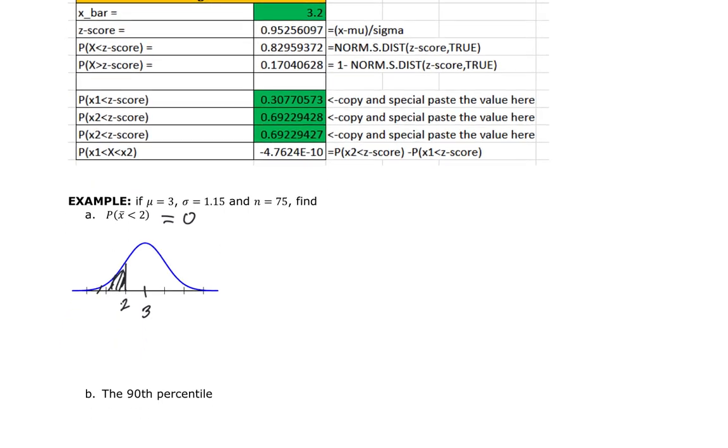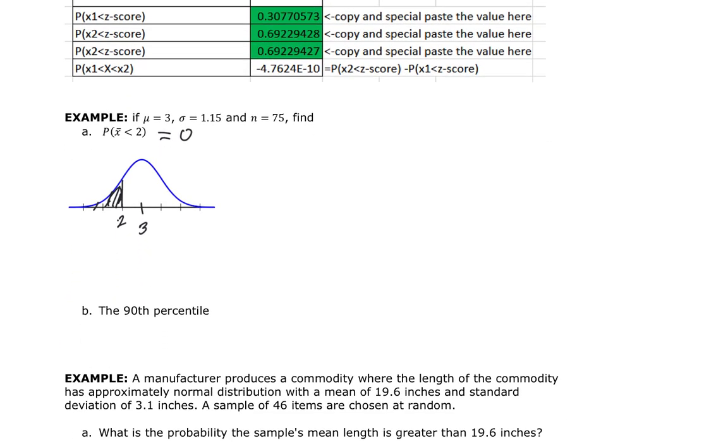Now, for the next one where I want to know what is the 90th percentile, I would be using that calculator where I enter the percentile. So I'm going to put in 0.9. And the mean that would be associated with the 90th percentile is 3.17. So that would be the data point that would be in the 90th percentile.